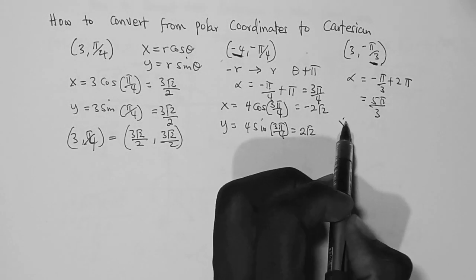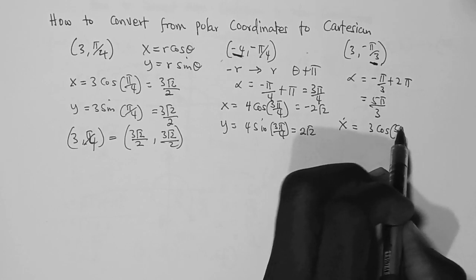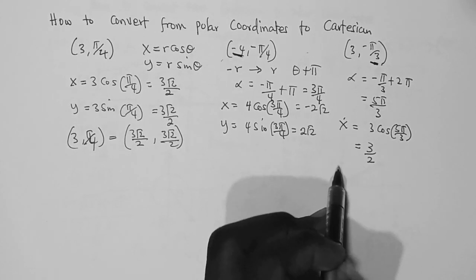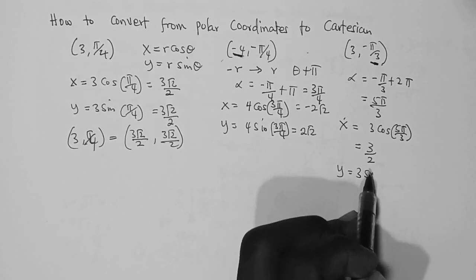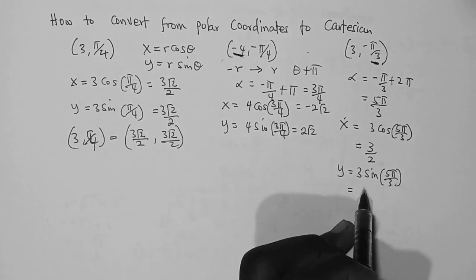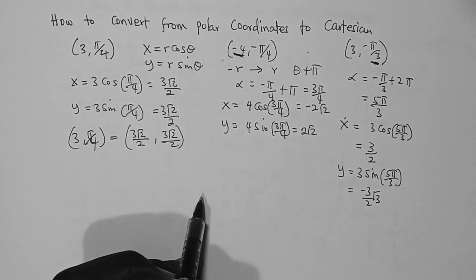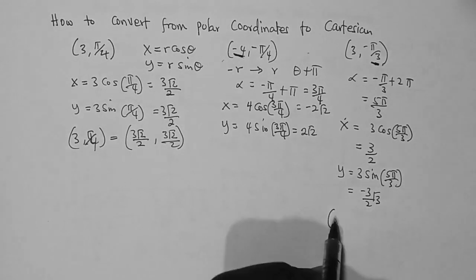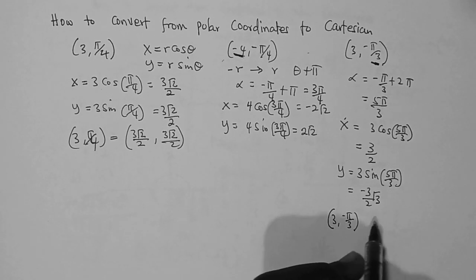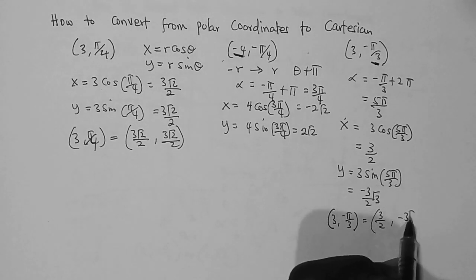So therefore, the x component is equal to 3 cos 5 pi over 3, and this is equal to 3 over 2. And then y is equal to 3 sine 5 pi over 3, and 3 sine 5 pi over 3 is equal to minus 3 root 3 over 2. So therefore, in terms of polar coordinates, 3 and then minus pi over 3. Sorry, in terms of Cartesian coordinates, is the same as 3 over 2 and then minus 3 root 3 over 2.